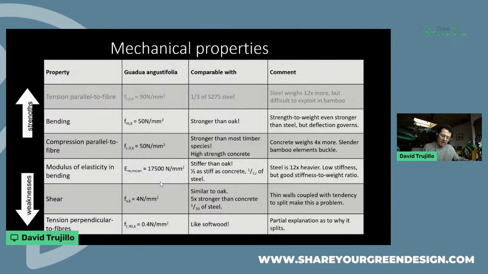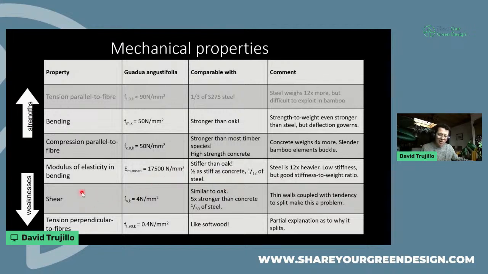But in what we engineers refer to as modulus of elasticity, this property here, it's actually stiffer than many hardwoods. It's half the stiffness of concrete, but the stiffness of concrete is slightly elusive because it cracks and so forth. And it's about a 12th of the stiffness of steel, which is a very stiff material. But remember, steel is 12 times stiffer. So it's not bad stiffness.